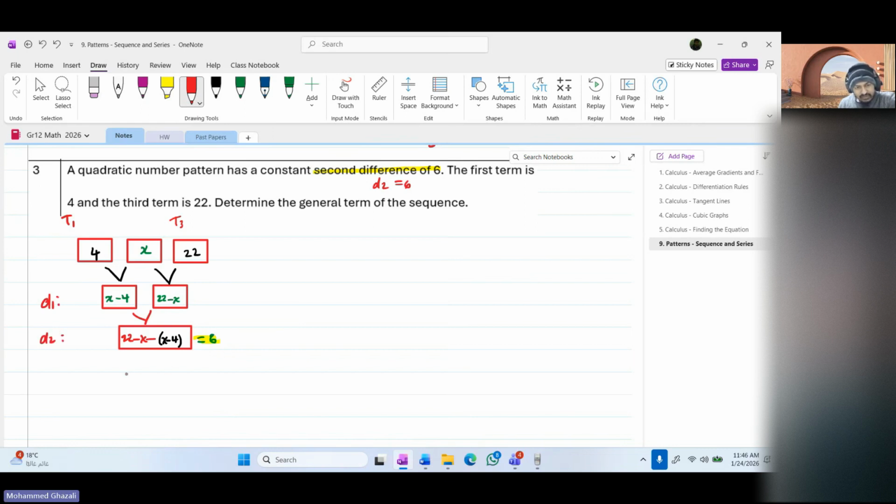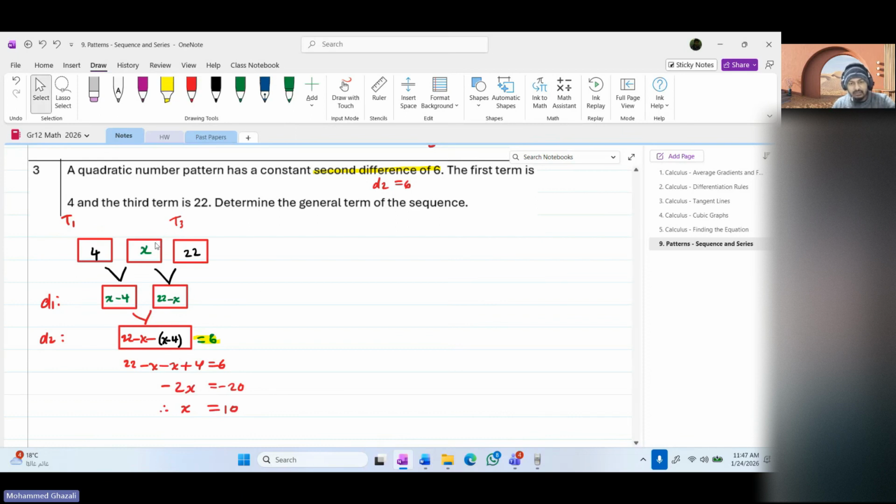So you got 22 minus x minus x plus 4 is equal to 6. 22 plus 4, that is 26. Take 26 over to the other side. You'll get 6 minus 26, which is negative 20. And this is negative 2x. Therefore, x is equal to 10. Now we have x is equal to 10.